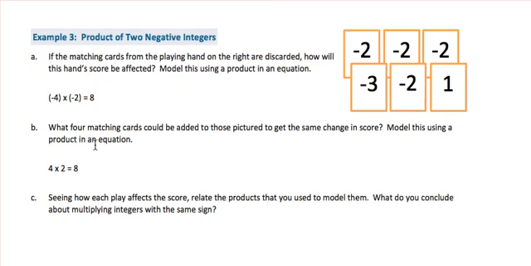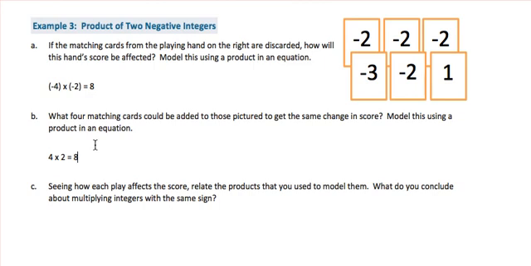So seeing how each play affects the score, we can say that -4 times -2 is equal to 4 times 2, since the change in the value of our hand is exactly the same. Adding a value multiple times has the same effect as removing the opposite value the same number of times.